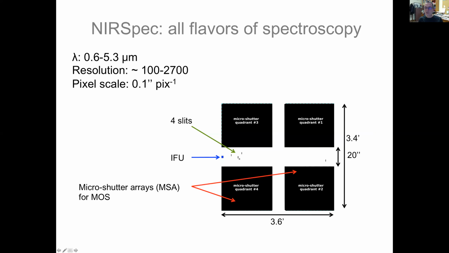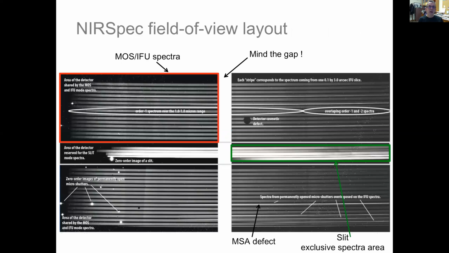Overall, the field of view of NIRSpec is about the same as NIRCam. It's not a coincidence. About 3.4 arc minute by 3.6 arc minute. And there are 2 detectors on the back of those microshutters, so there's always 2 for redundancy. Okay, this is just a plot showing you a simulated image of all the spectra that one gets, for example, with the IFU mode.